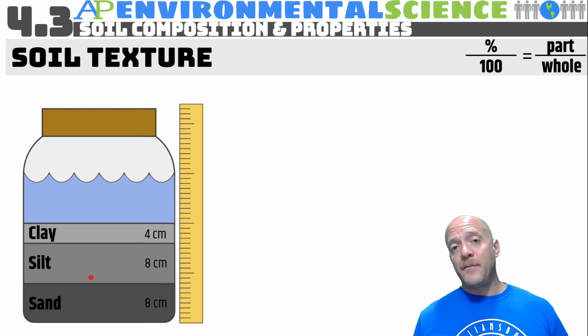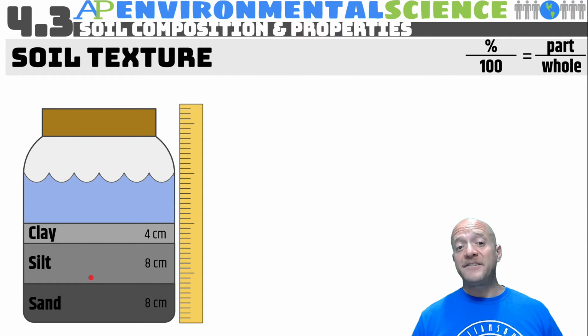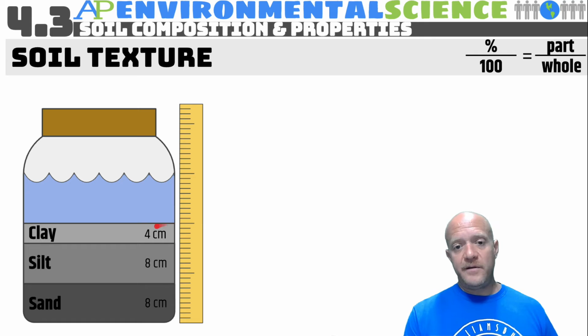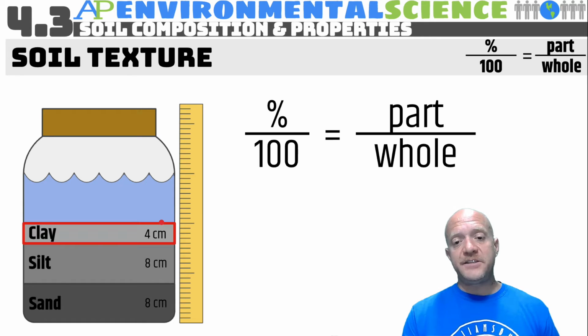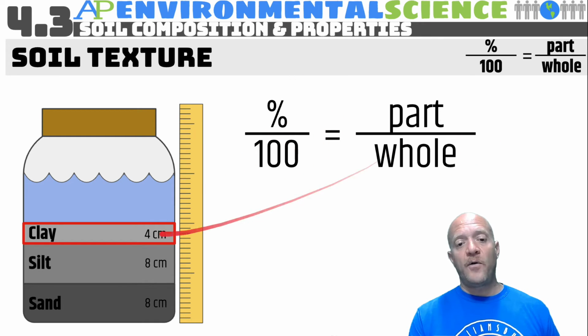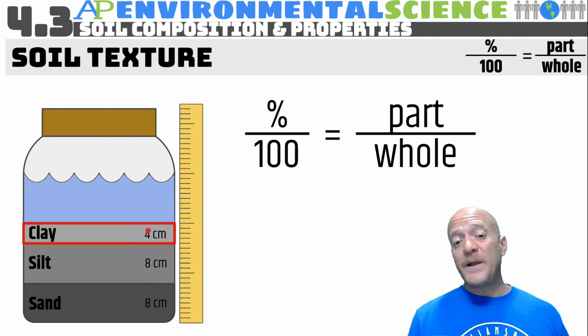You can also add chemicals in there that will, in essence, cause it to settle out faster, and that's what we're going to do. When it settles out, you want to take the total height of this, and use this generic formula: the percent over 100 equals part over whole. The part is going to be which component you're talking about, and the whole is going to be the whole height. So we have 8 plus 8 plus 4, that is 16 plus 4, that is 20 centimeters.